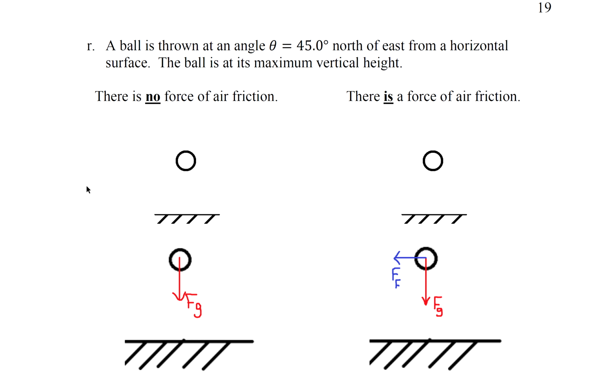Part R, a ball is thrown at an angle 45 degrees north of east from a horizontal surface. The ball is at its maximum vertical height. So on the left, there is no air friction, so we only have the force of gravity. On the right side, there is a force of air friction, so we do have a force of friction opposing the motion.